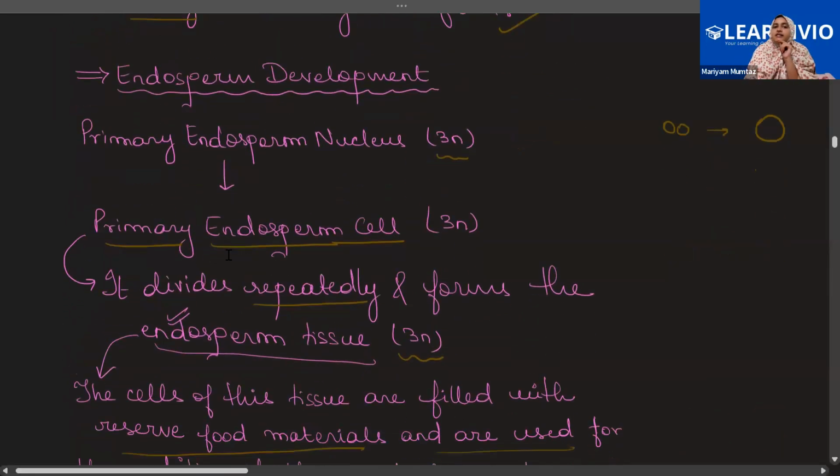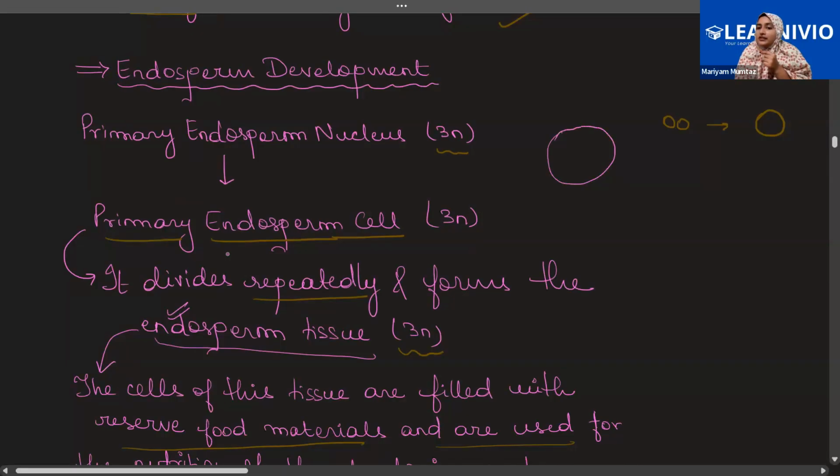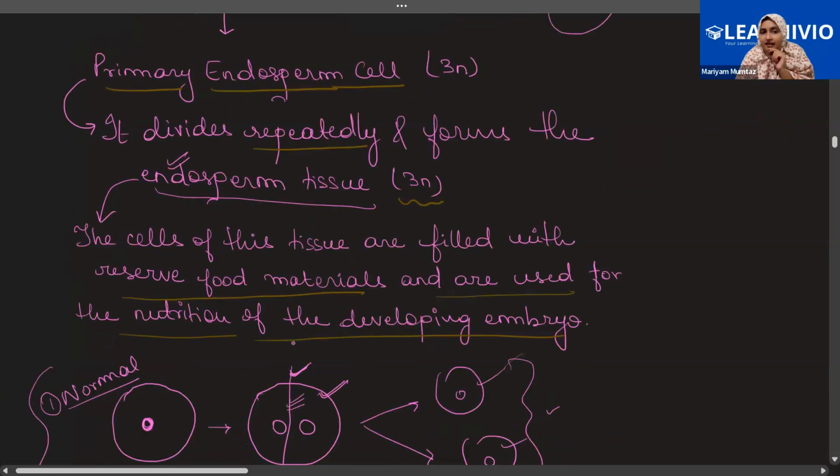Now, the first thing is endosperm development. The primary endosperm nucleus, which is the triploid structure, will convert into the primary endosperm cell. Now, the cell will be formed around that nucleus. This primary endosperm cell divides repeatedly and forms the endosperm tissue. It will still be triploid only.